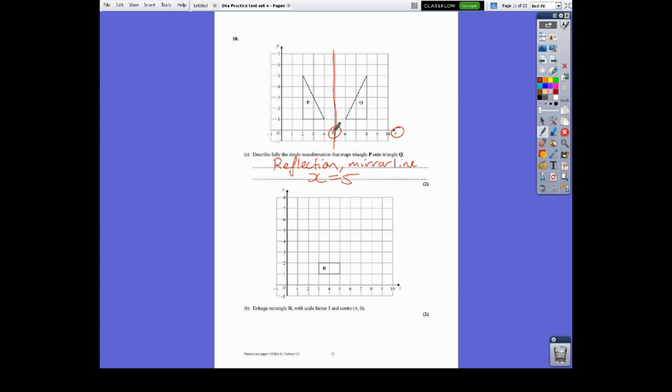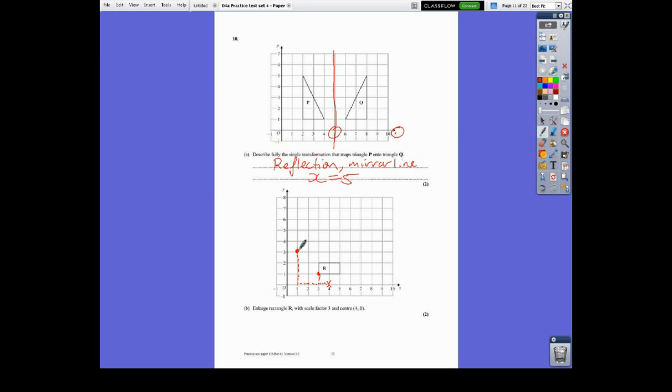Part B, enlarge rectangle R with a scale factor of 3 with centre 4, 0. So first of all, the centre of enlargement is there at 4, 0. To do a scale factor of 3, we choose any corner and see how far away it is. In this case, it is 1 across and 1 up. To find the new corner, it will be 3 times the distance. So 3 across and 3 up. The new bottom left corner will be there.